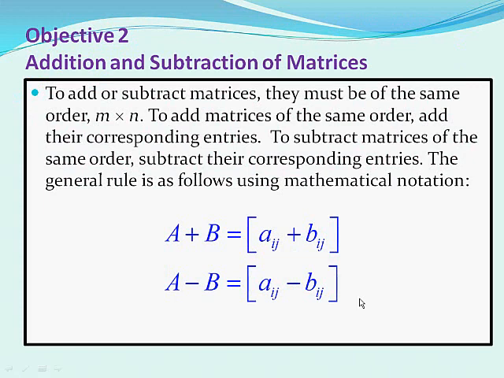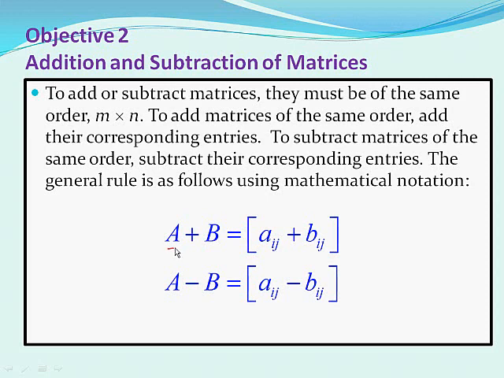To add or subtract matrices, they must be of the same order m by n. To add matrices of the same order, add the corresponding entries. To subtract matrices of the same order, subtract their corresponding entries. The general rule is as follows using mathematical notation.